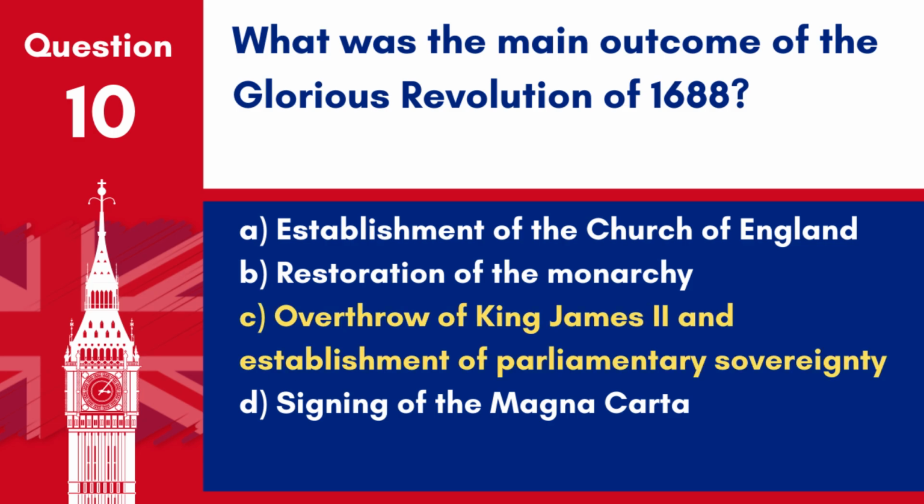Answer: C. Overthrow of King James II and establishment of parliamentary sovereignty. The Glorious Revolution resulted in the deposition of King James II and established parliamentary sovereignty over the monarchy.